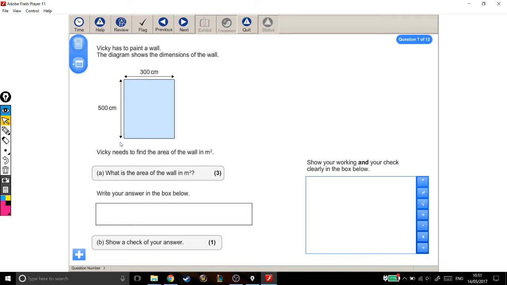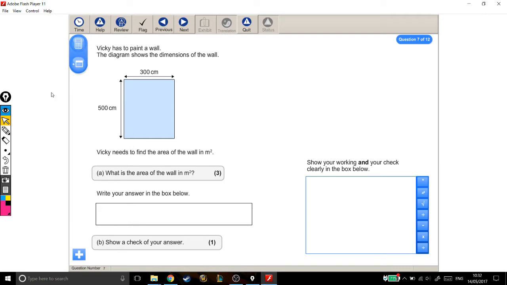Now, if we were to try and find the area, I think most people's thought would be to times these two things together. But let's just think about that carefully for a second. If we times 300 centimeters by 500 centimeters, whatever our answer is, it will be in centimeters squared. And we don't want it in centimeters squared, we want it in meters squared. So instead what I'm going to do first is convert 300 centimeters and 500 centimeters into meters, because if I know what these are in meters, I can times them together and get an answer that's in meters squared.